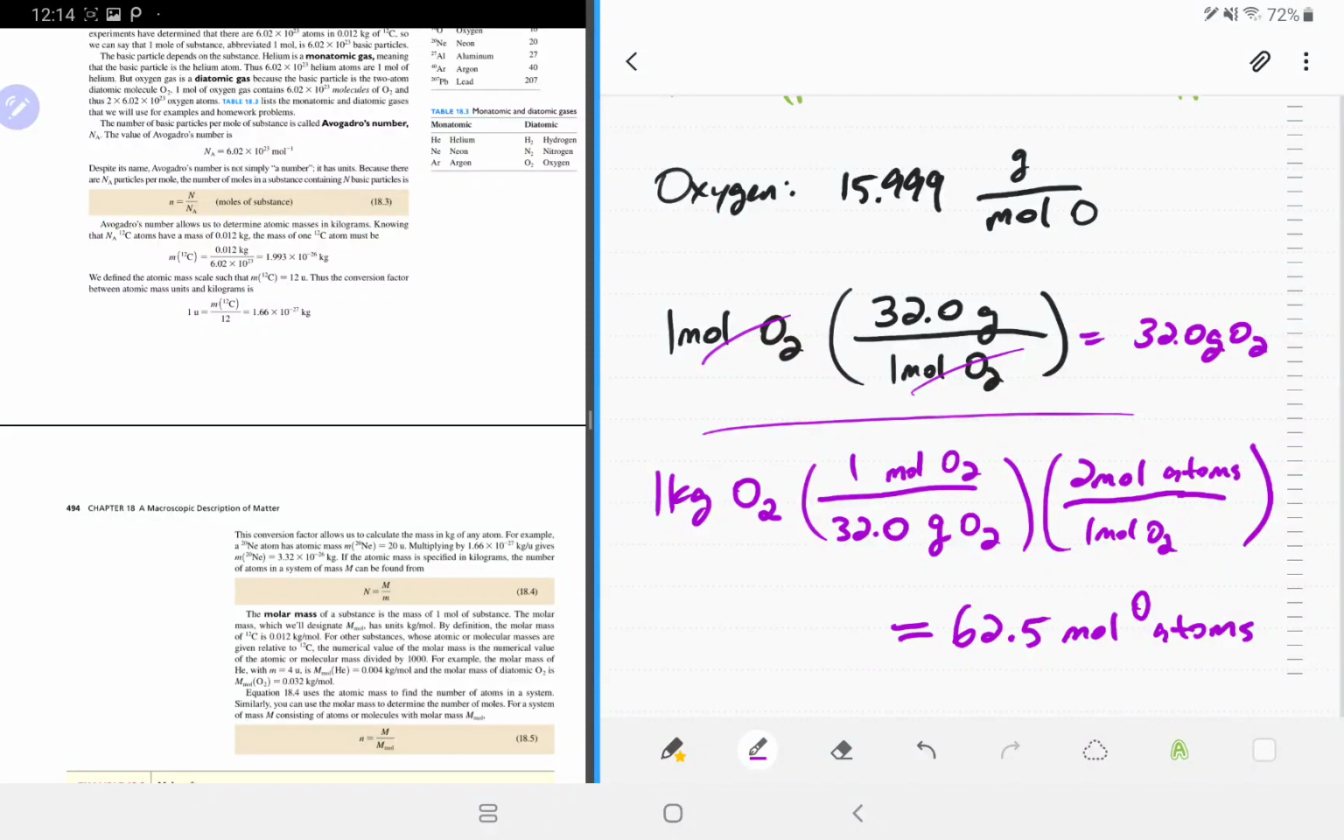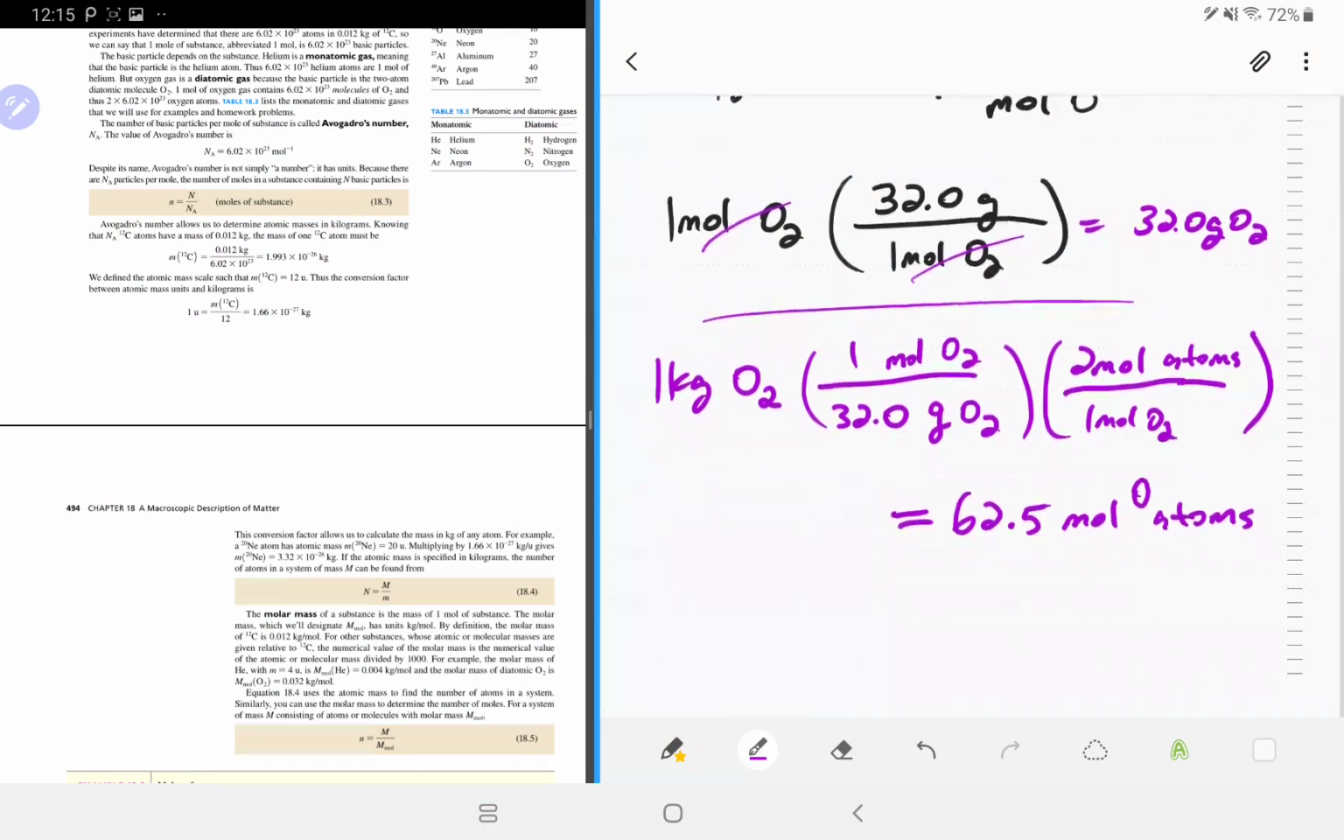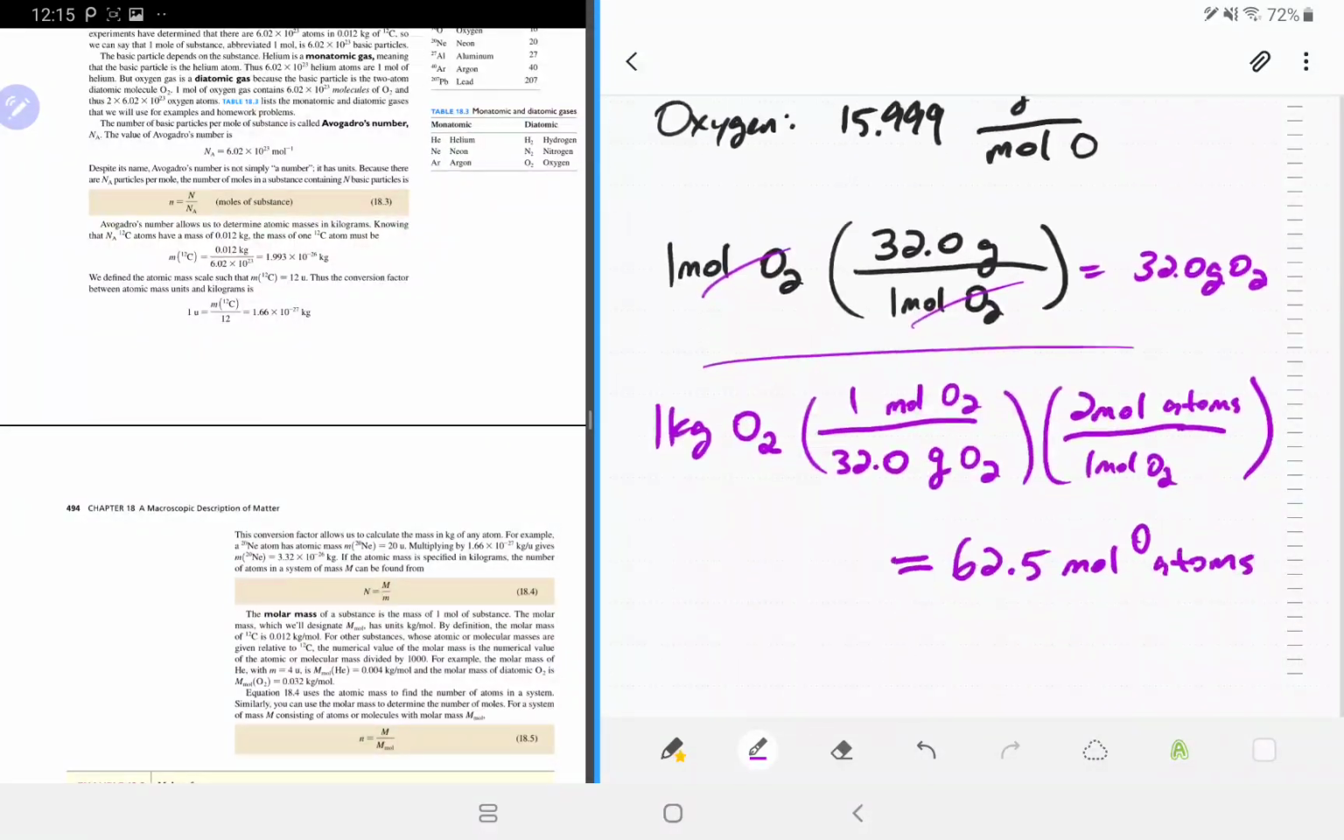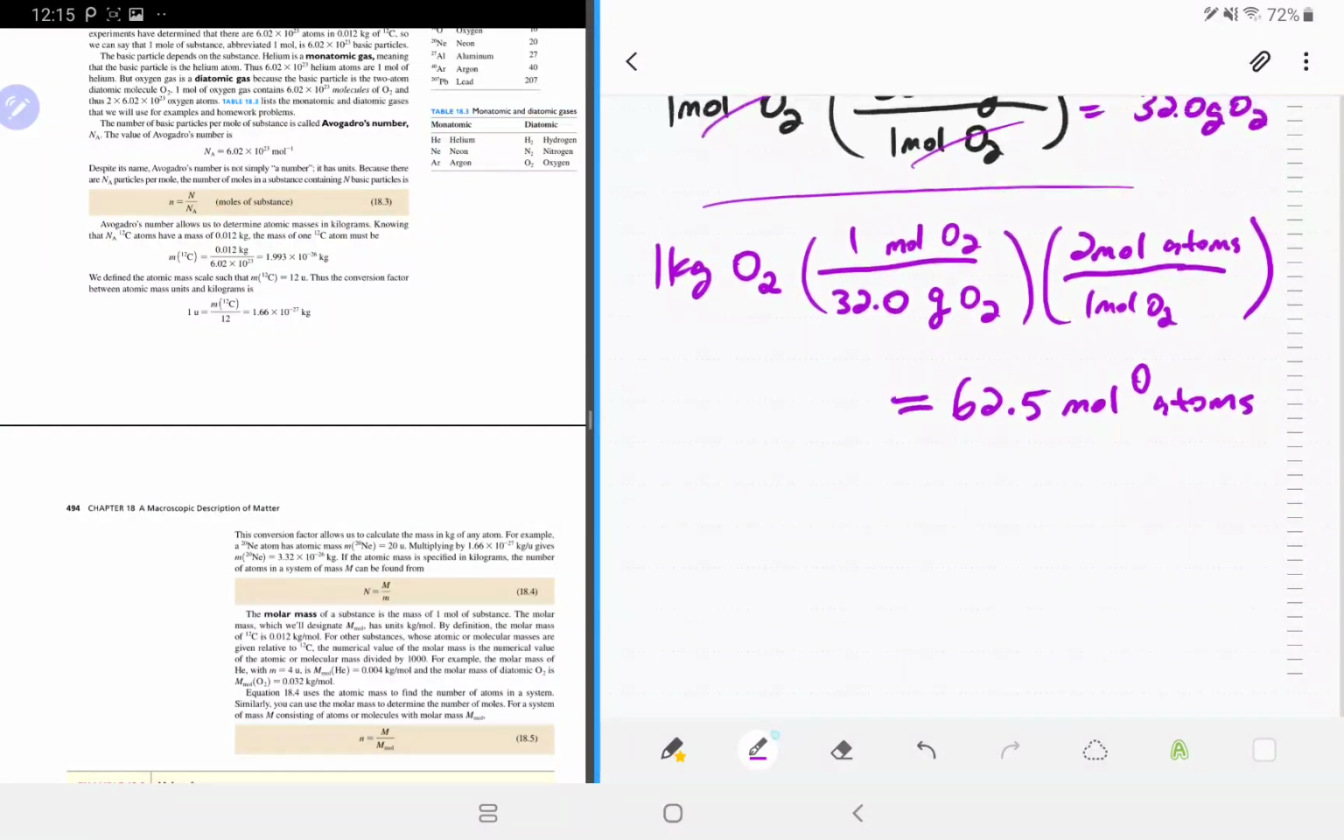I'm just talking about the atoms separately, not the number of molecules, right? The number of O2 molecules would be half as much. There are 31.25 moles of O2 molecules. Okay, let's compare this to 1 kilogram of water. So how would we deal with 1 kilogram of water?